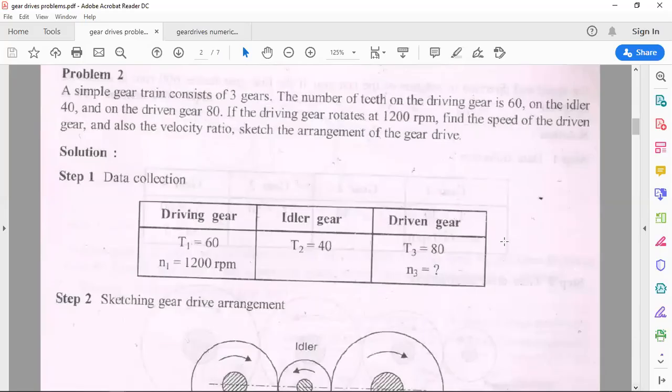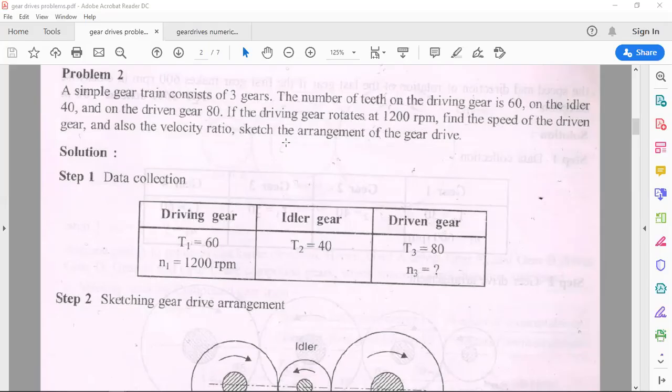Next we'll go to the second problem. Read out the problem. The second problem gives us a simple gear train which consists of three gears. A simple gear train means on each shaft there is one gear, so that is what you call a simple gear train. There are three shafts, and on each shaft one gear is mounted, so total three gears are there.